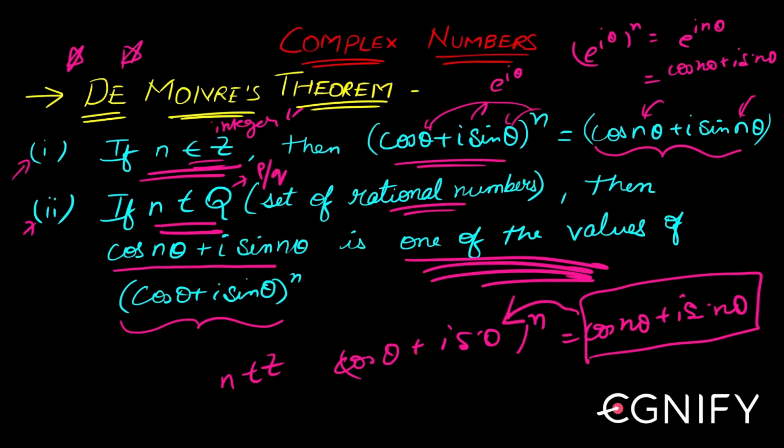So you might have more values also. You might have more values which, if you equate this and this, you'll get the same value, right? But this is definitely one of the values, but not all the values, right? If your n is a rational number of the form p by q. This is what your de Moivre's theorem is. Let's look at how we can apply this theorem in finding the different roots of unity.